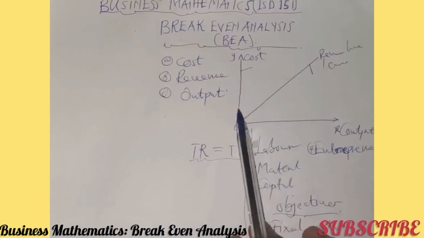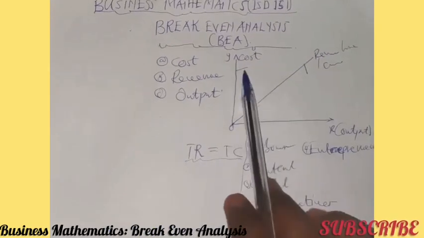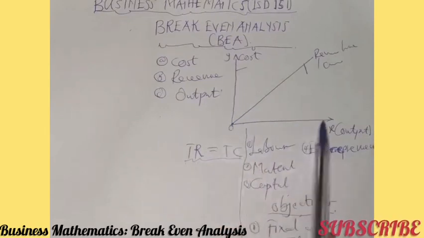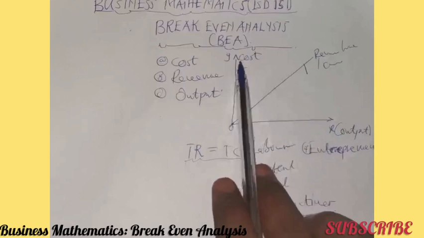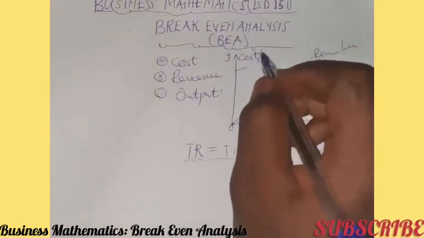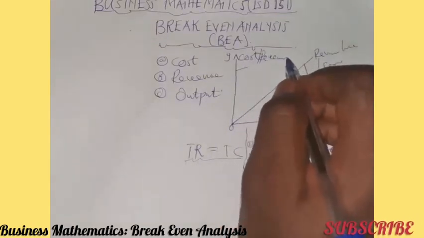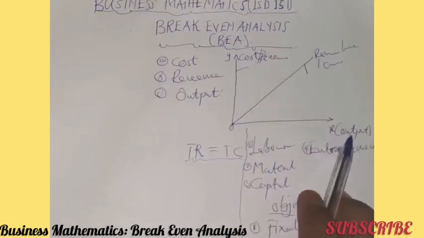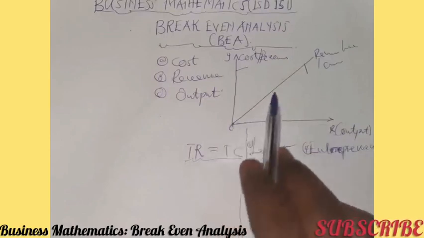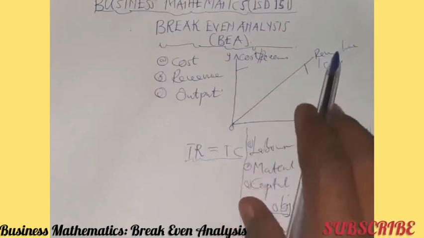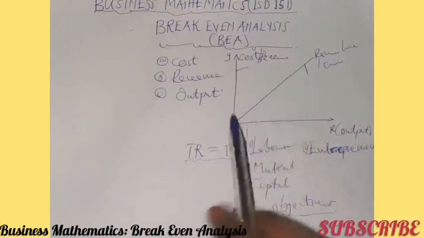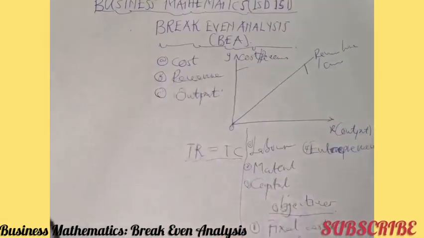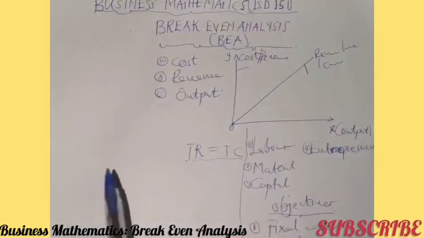So if I should have this graph, I will have y, then I have x. The y represents your cost or revenue line. Then this one, we call your output, or units, and this is your actual revenue line. So how do these variables relate to break-even analysis?